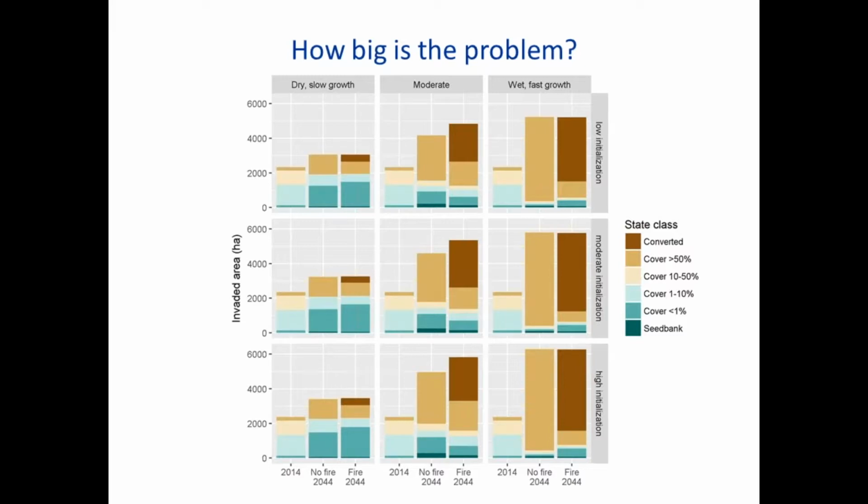Another way that we looked at how fire might influence results was the amount in each of the different state classes related to buffalo grass that existed on the landscape at the end of the run. So 2014 was the start of the model, so all those values are going to be similar. And then we had the run without fire and with fire.